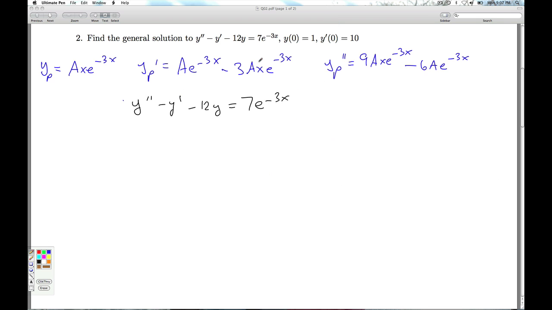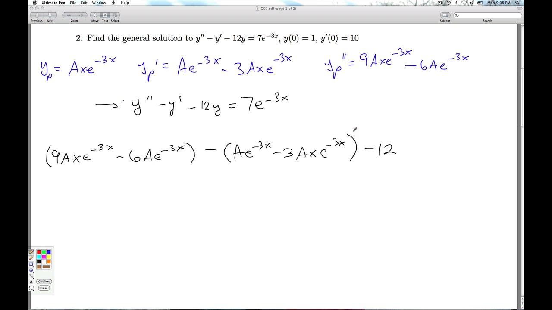Alright, so now we're going to determine the value of a by substituting it into this DiffyQ. So here's all the pieces parts we had before. So yp double prime, I'm going to have 9ax e to the minus 3x minus 6a e to the minus 3x minus y prime. Y prime is a e to the minus 3x minus 3ax e to the minus 3x, minus 12y, minus 12 times ax e to the minus 3x. And this is supposed to work out to be 7 e to the minus 3x.